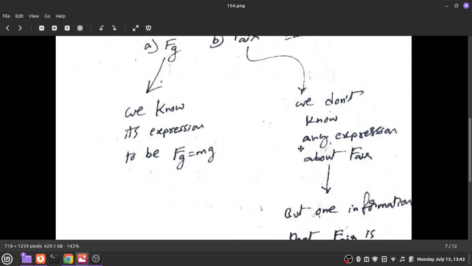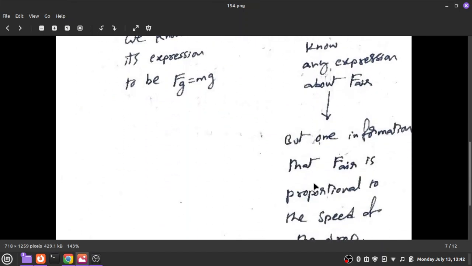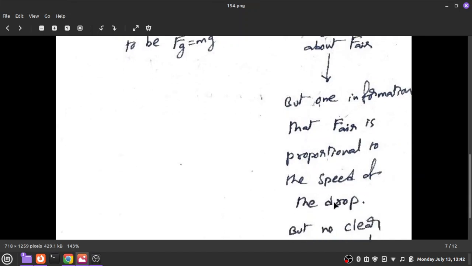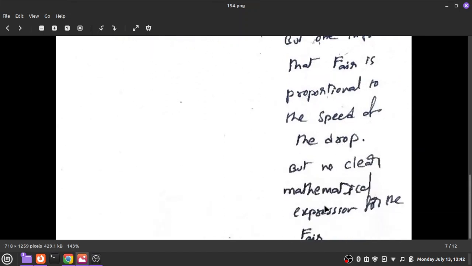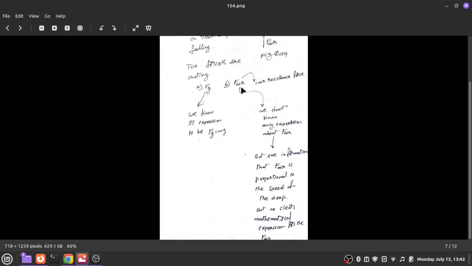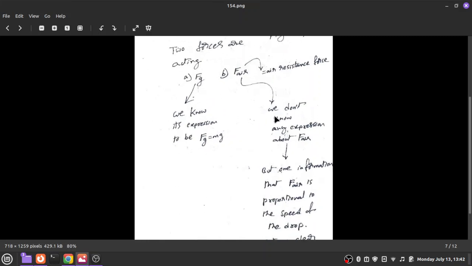We don't know any expression for the air force, but one piece of information is that F air is proportional to the speed of the drop, but there is no clear mathematical expression for F air. There is only the information that F air is proportional to the velocity of the raindrop. But we know the exact mathematical expression for Fg, which is m into g.